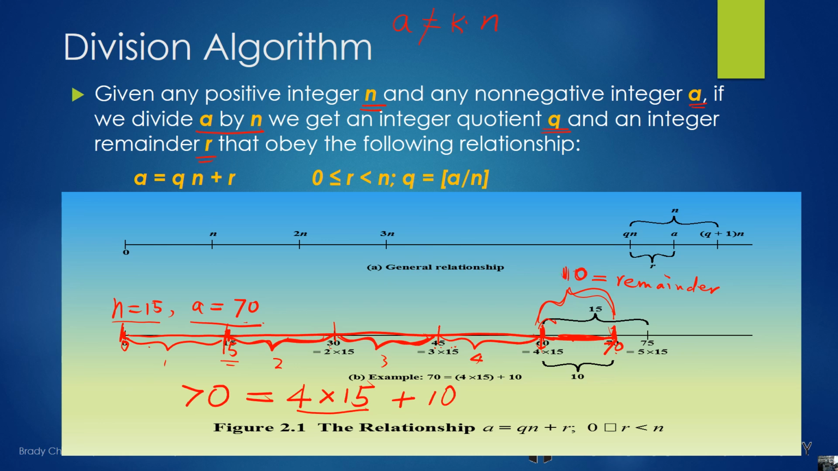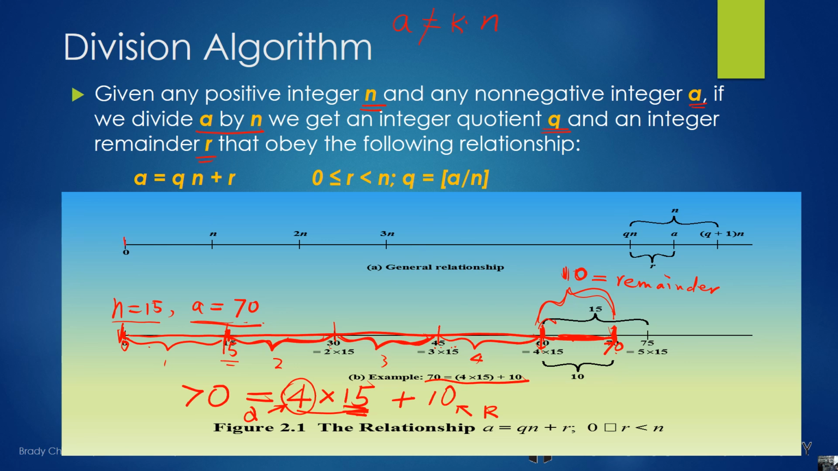It's 10. So we can write the whole length a as 4 times 15, so there are 4 fragments of 15 each. So 4 is the quotient, and 10 is the remainder. So we can write 70 as 4 times 15 plus 10. Now this is generally true.